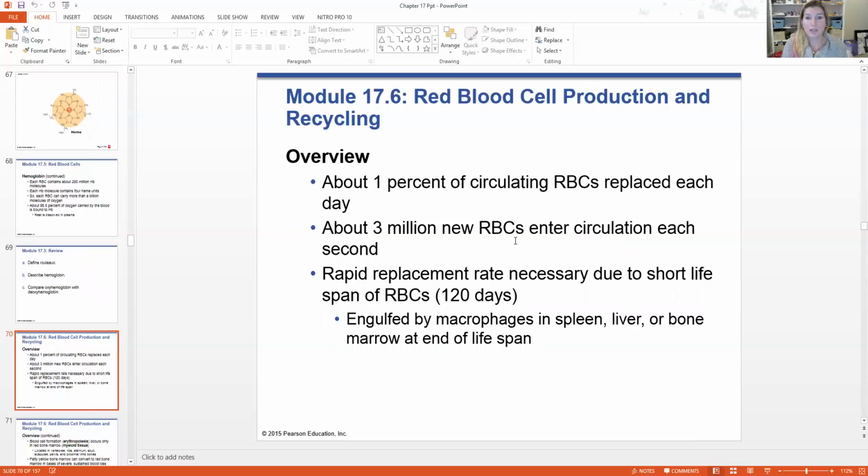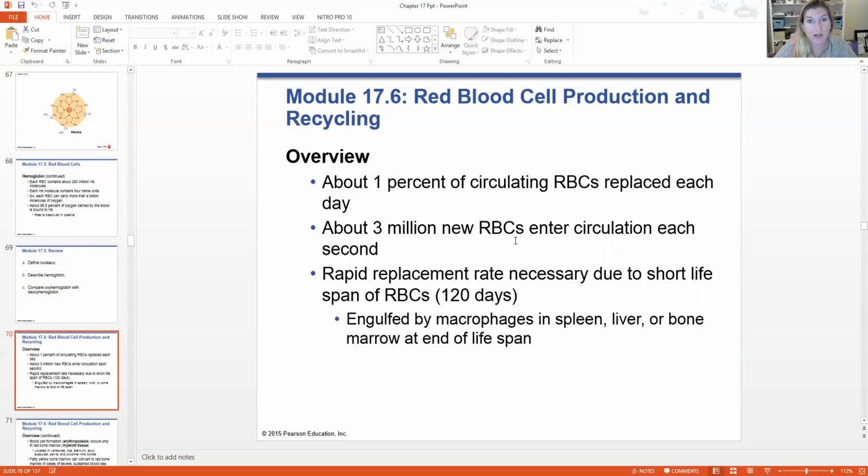So, a basic overview of red blood cells: about 1% of these red blood cells are replaced every day. Remember, we said there's a life cycle of 120 days, about every 4 months. It's not like every 4 months, boom, you have new blood. It's a rolling cycle. So at any given day, about 1% of your red blood cells are being broken down and 1% are being produced, right? About 3 million new red blood cells enter circulation every second. Crazy. This rapid replacement is because of that super short life cycle of only 120 days.